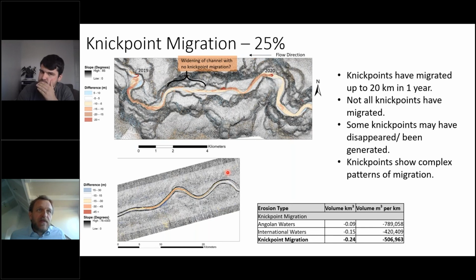Very briefly, while we switch over, question by Michael Sweet. I'm surprised that you don't see deposition on the channel levees. Any comments on why not? This might relate to resolution as well, I guess.